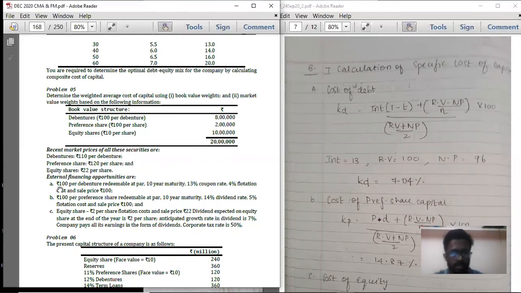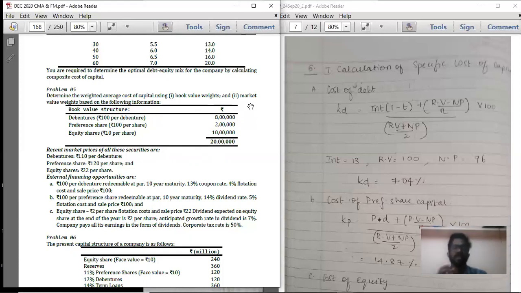So you should apply that KD formula, KP formula, and KE formula and calculate the cost of equity, cost of debt, and cost of preference share. Then you should apply it in the weights, that is book value weights and market value weights, and find the overall cost of capital using book value weights and market value weights.